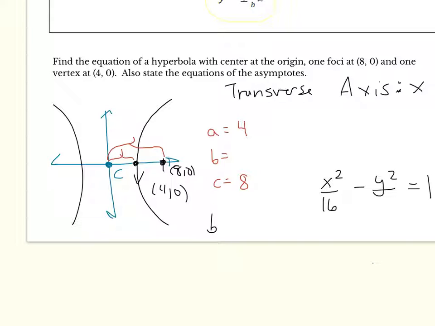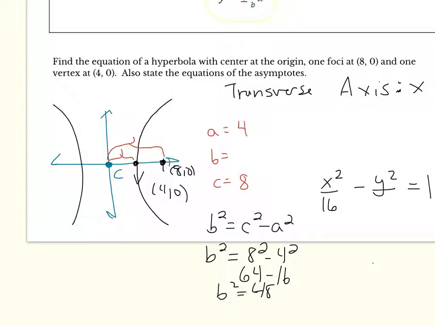We don't know b, but we do know a. So we'll use our little relation, b squared equals c squared minus a squared. So b squared is going to equal 8 squared minus 4 squared. That's 64 minus 16, which is 48. So b squared is 48. If I want to find what b is, I just take the square root, so b is the square root of 48. But what I really want in our problem is b squared, because it's y squared over b squared, so this would just be 48. So there is the equation of my hyperbola.